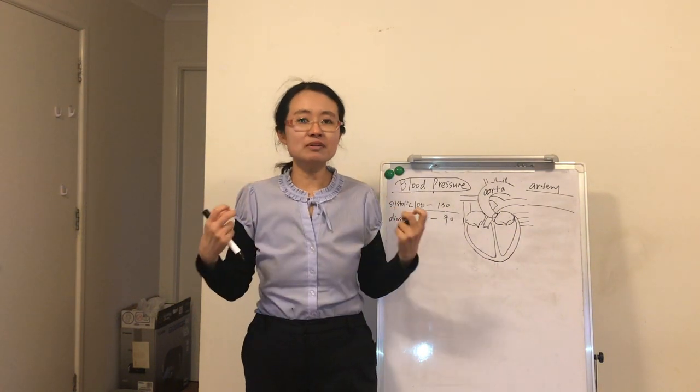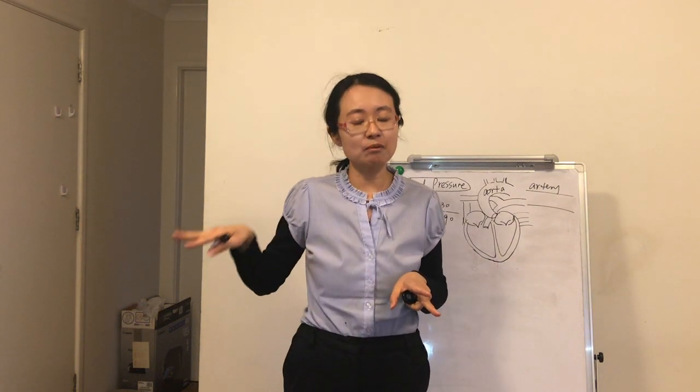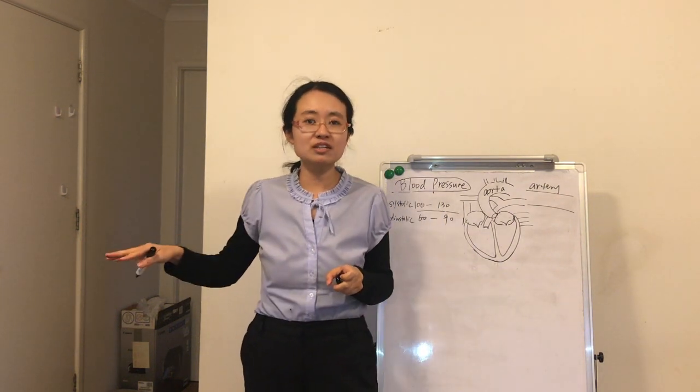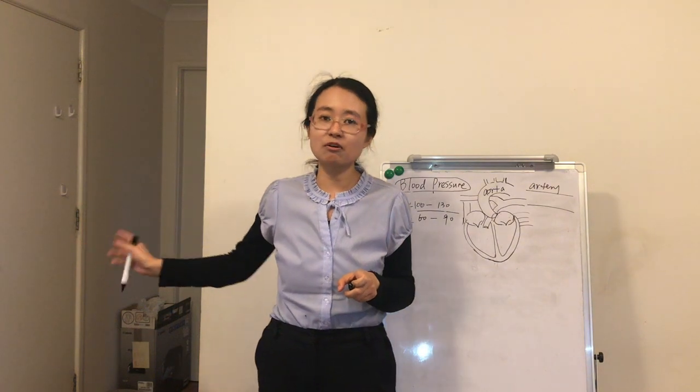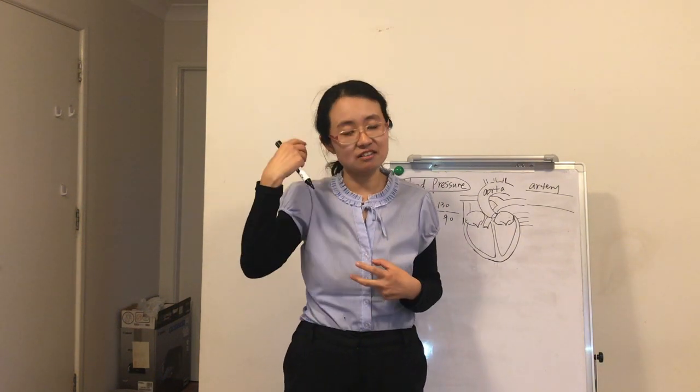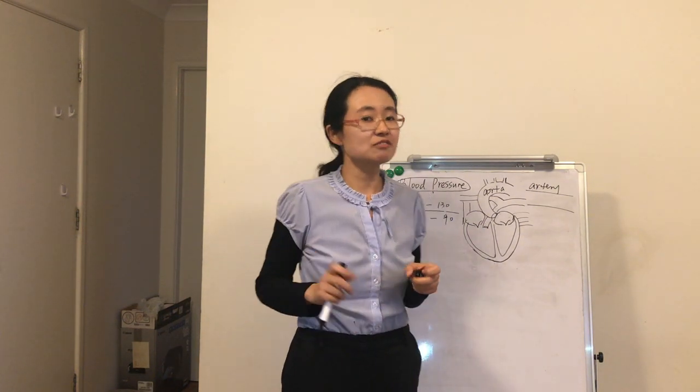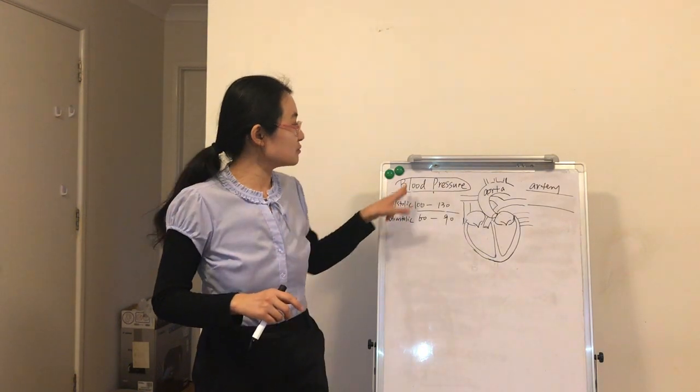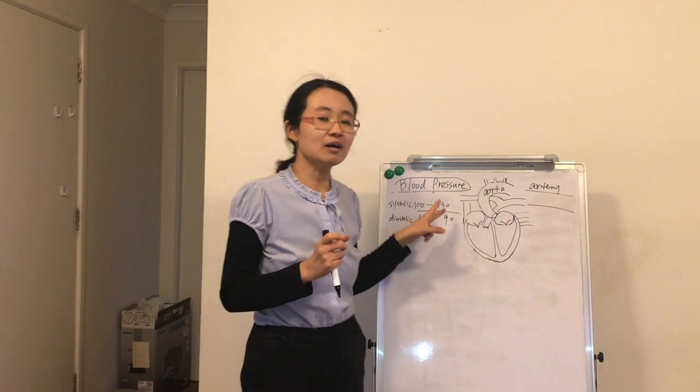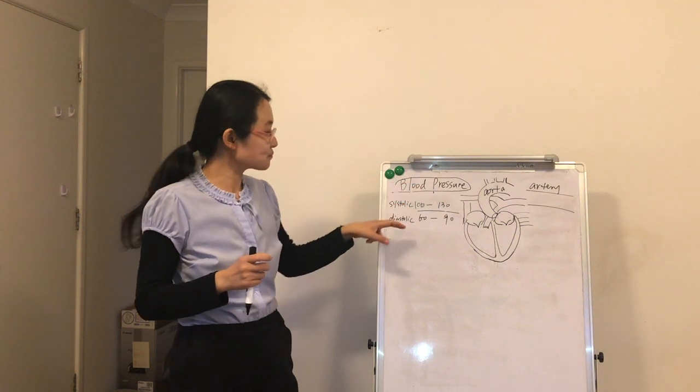A lot of people nowadays suffer from high blood pressure, which could further trigger a series of health problems such as heart disease and stroke. So it's really risky if we don't control it. First, let's have a look at the blood pressure definition.